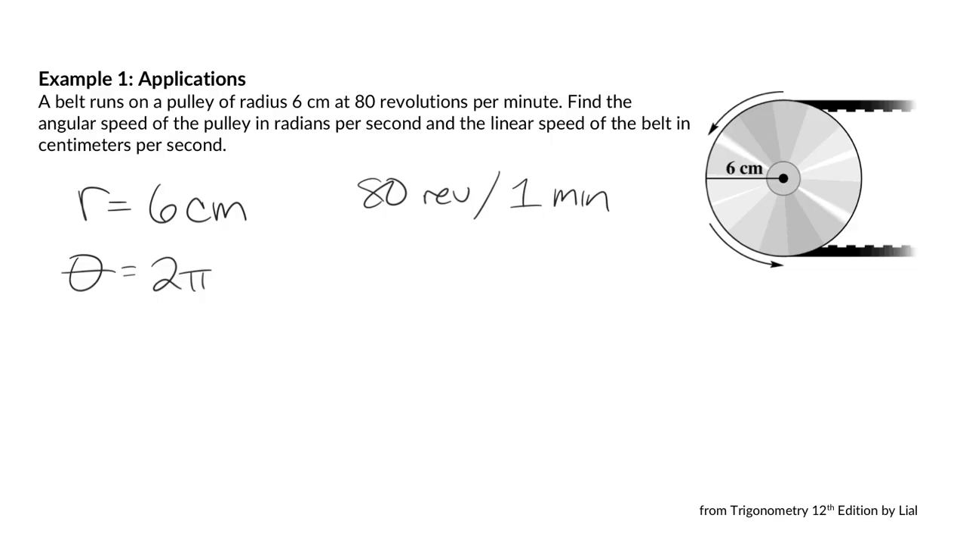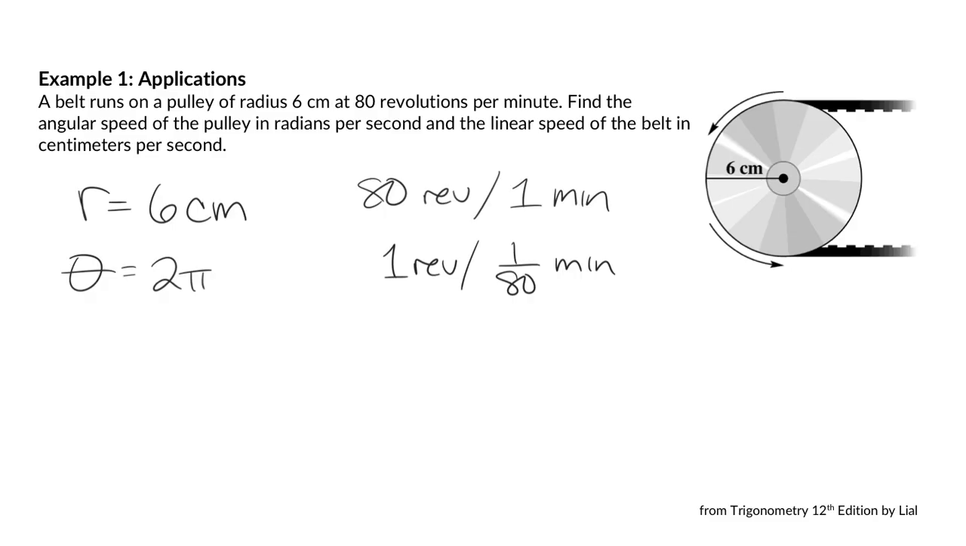If I were to change 80 revolutions into 1 revolution, what did I divide 80 by? By 80, right? 80 over 80 is 1. So if I take 1 minute and I divide it by 80, I'm going to have 1/80th of a minute, which is how many minutes it takes for me to do 1 revolution.